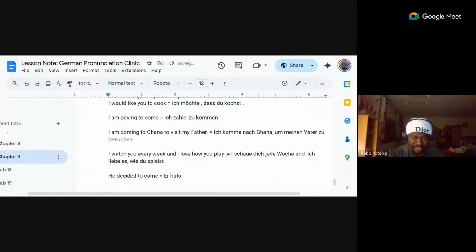Er hat sich entschieden. Past tense is entschieden, and the infinitive is entscheiden. Er hat sich entschieden, zu kommen. Not necessarily because it's true here, but because deciding and coming are two different verbs. Then the other verb goes after the main sentence, you bring a comma, then the other verb will come after the preposition to in the infinitive form.